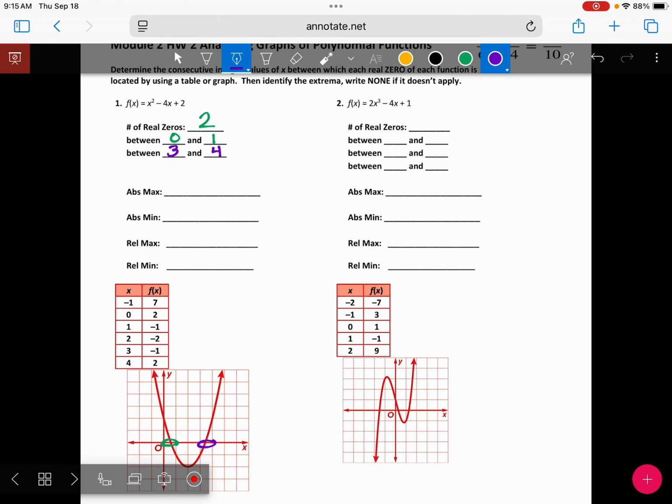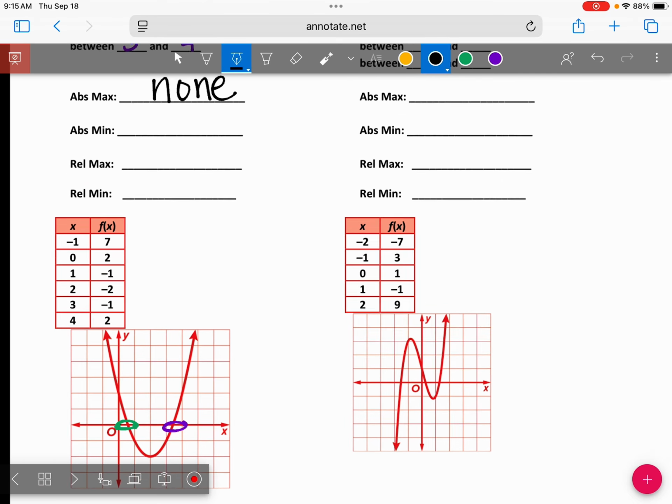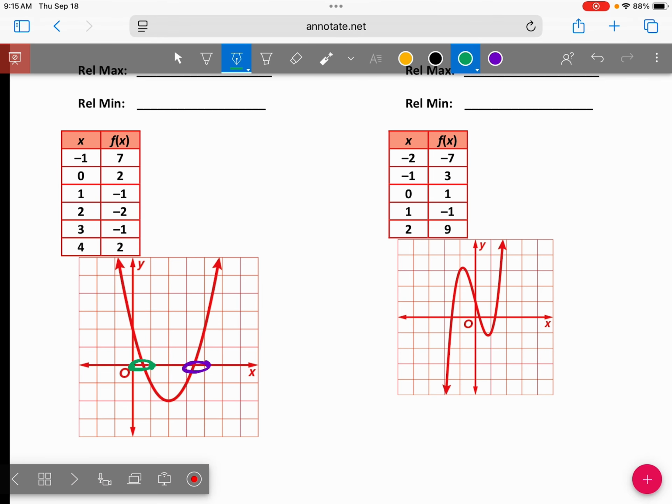All right, let's look at this graph. We have 2 arrows that point up. Do we have a highest point? If you keep going up, do we ever stop? No. So this is none. Now we do have a valley, and this point here is going to be my relative and my absolute min. So that would be at 2, -2.